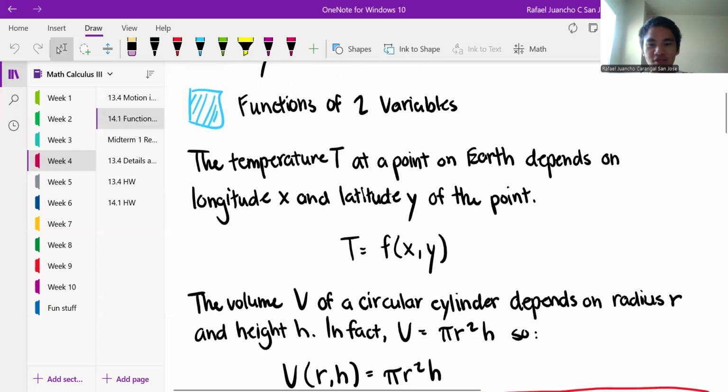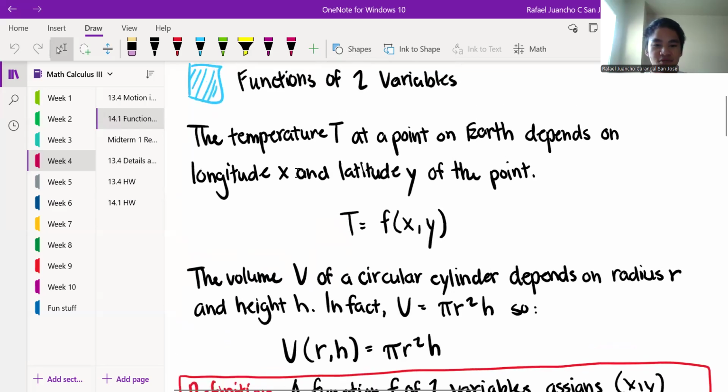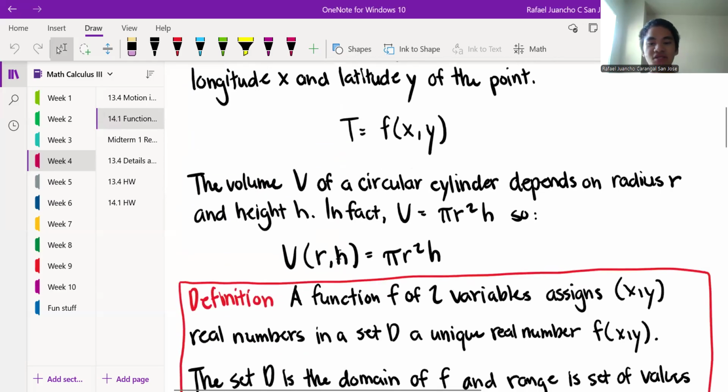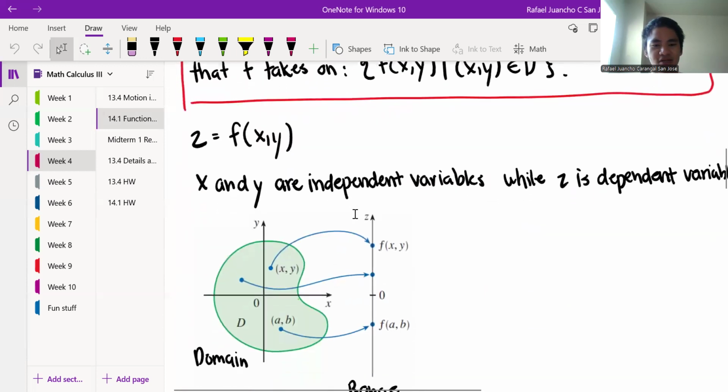Well, we described verbally what it means to have a function of two variables, and we gave two examples here, such as finding the temperature given a longitude x and latitude y. So this is a function of two variables, right? If we plug in an x and y, then we get a certain temperature at a point on Earth. And similarly, when we're finding the volume, we need a radius and a height. So we can plug in a radius and a height to find the volume of a circular cylinder. Yeah, and we were able to define things here.